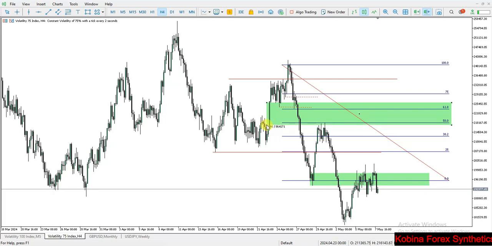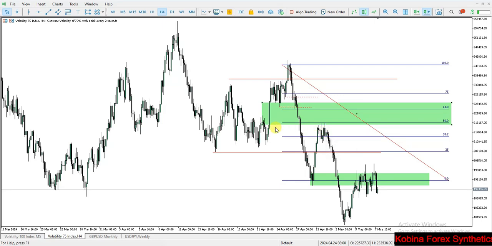Okay, so the inverted fair value gap, this is what happened. So price dipped just a little bit into the inverted fair value gap, and then touching the 50% level, we saw the rejection.